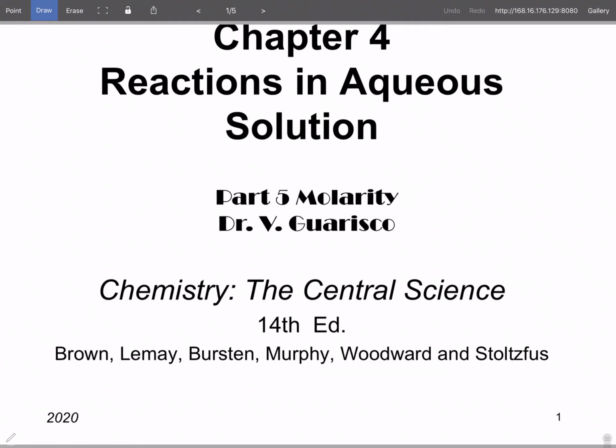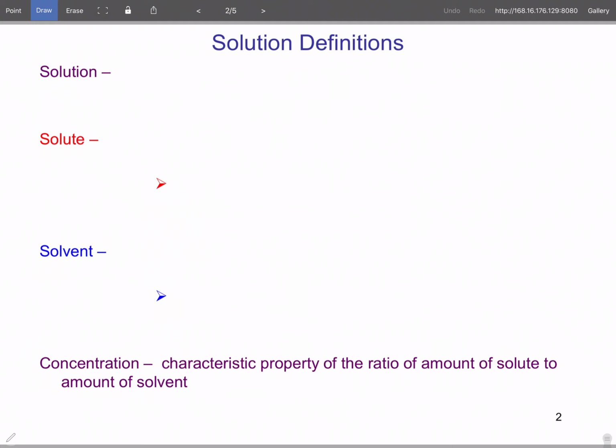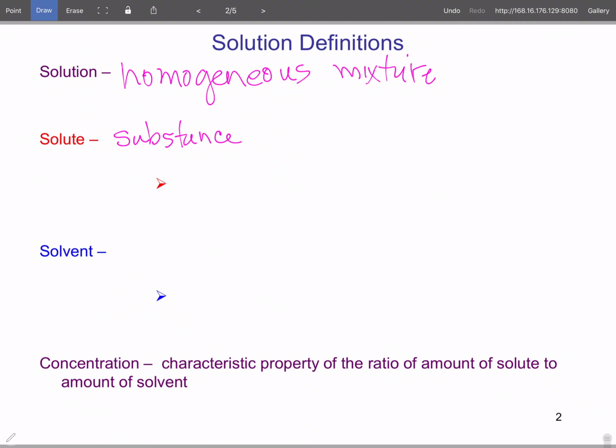Solution, and we're going to talk about the first concentration unit, which is molarity. All right, when we talk about solutions, a solution, remember, is a homogeneous mixture as opposed to a heterogeneous mixture. And we talked about mixtures and homogeneous mixtures early on. The solute is the substance that dissolves. And remember, we talked about the fact that it is in minority.